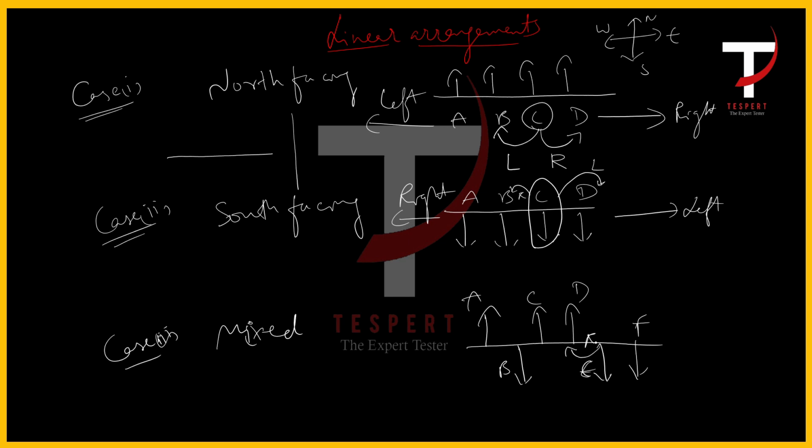Who is immediate left of E? It's F. If you consider C, who is immediate left of C? It's B. Who is immediate right of C? D. Understood? So these are the differences, and we will move on to the second case.